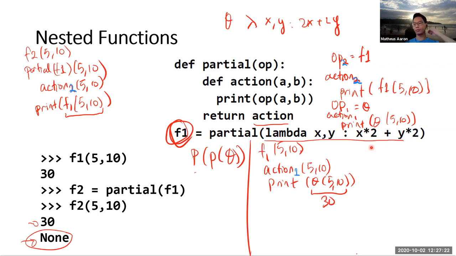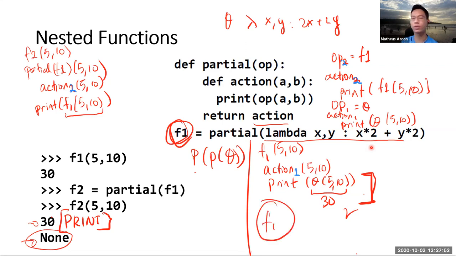That's because after we got the value of 30, we will print it, and this part will print the code. It will print this part over here. Now we are done with action 1. After it's printed, action 1 is finished. Now the question is, after we're done with this, F1 is done, right? Now we'll go back to this part over here.